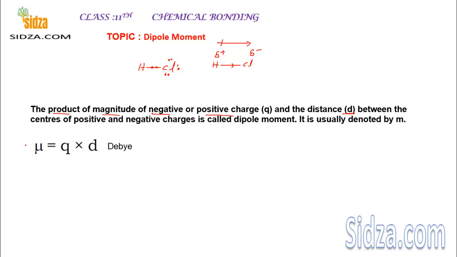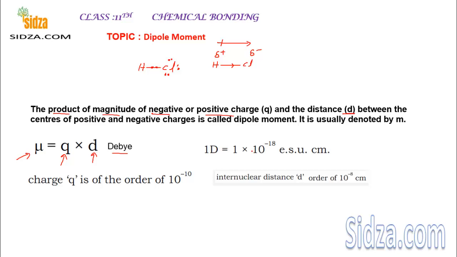So here, the dipole moment is equal to the charge separation times the internuclear distance, the distance between the two centers, the positive and the negative end. That means actually it's the bond length. We measure this dipole moment in debyes.